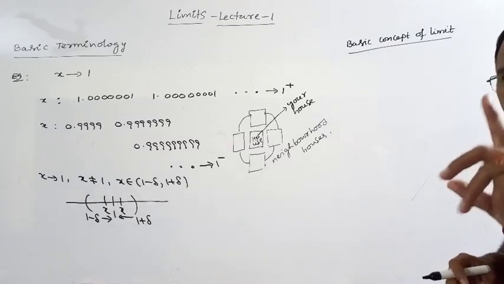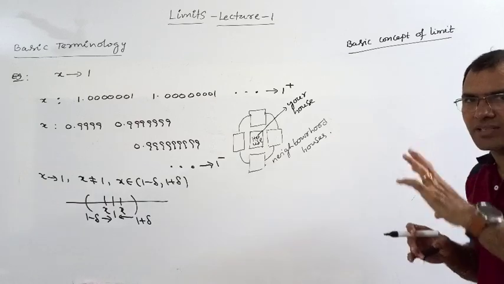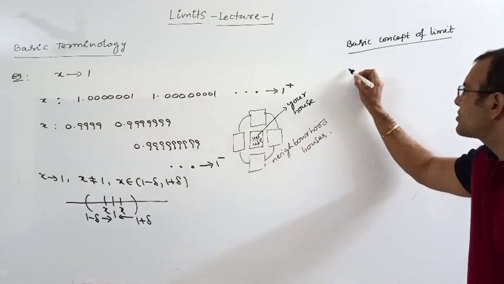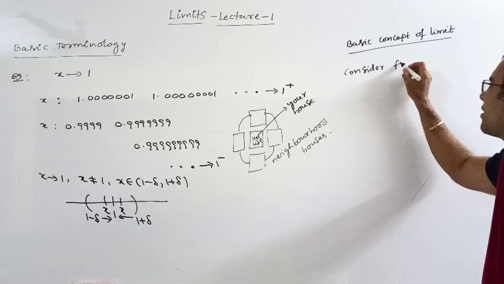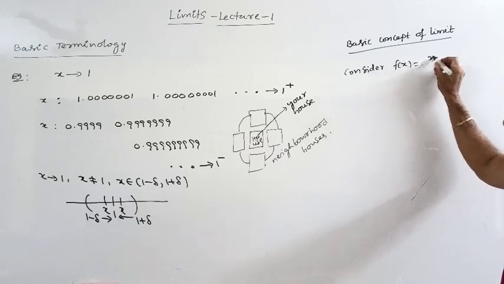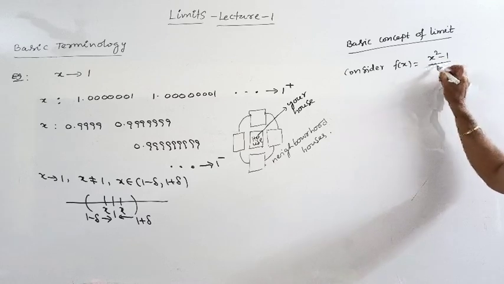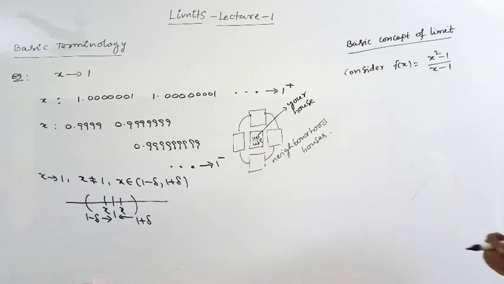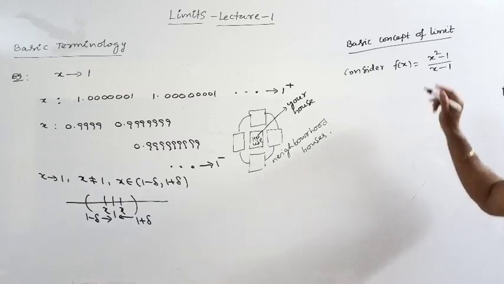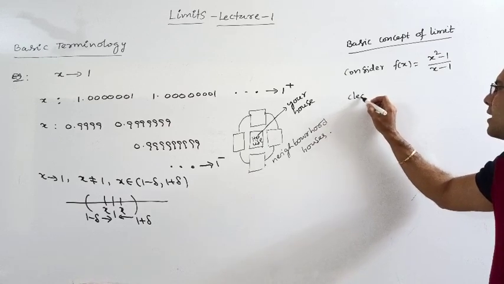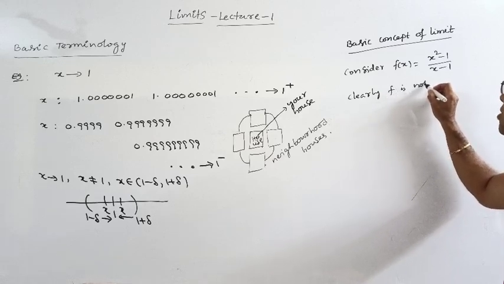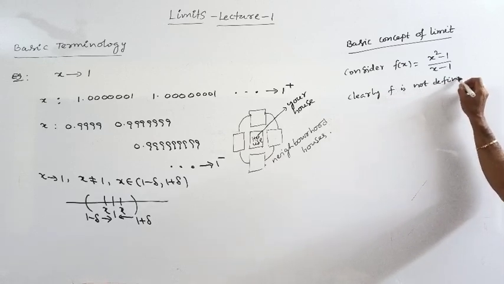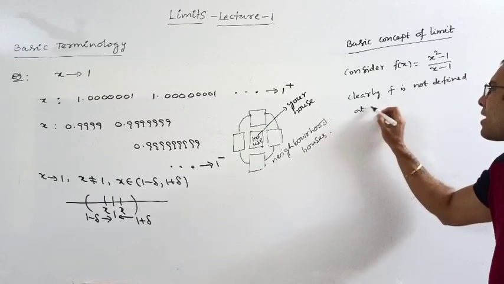First, I will explain through the example. After that, I will give the definition. Okay. Consider f of x equal to x square minus 1 by x minus 1. Now you see clearly that f is not defined at x equal to 1.